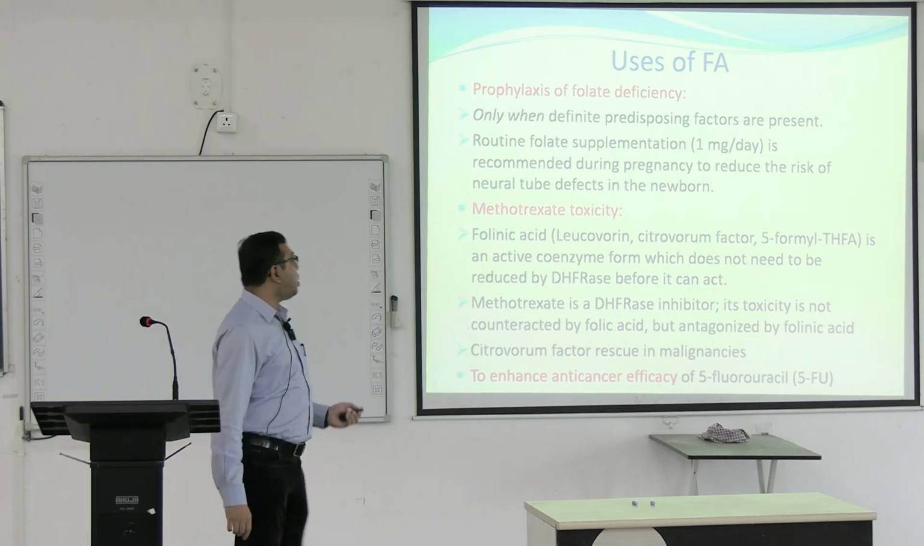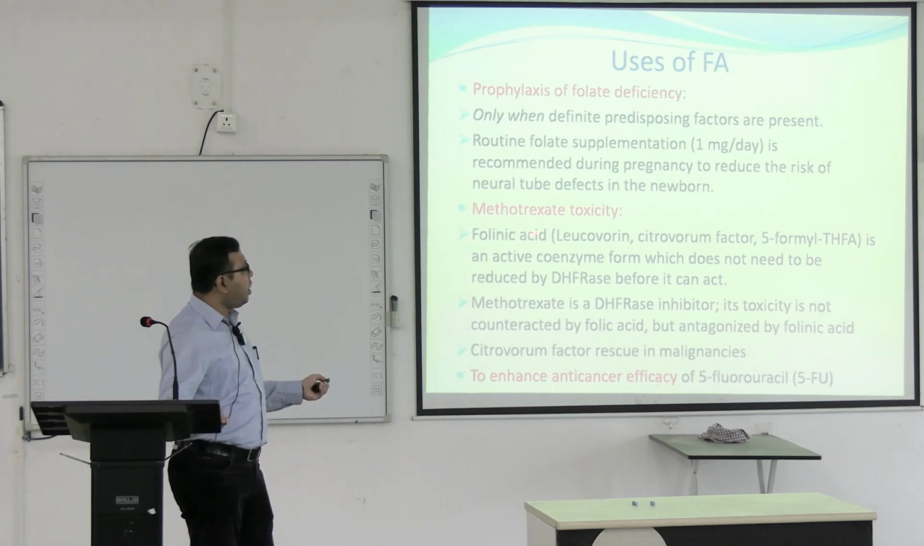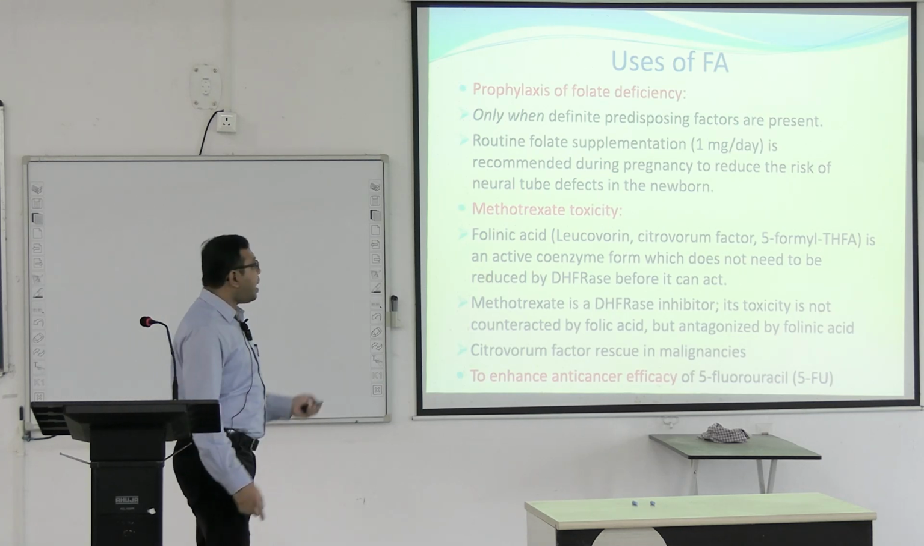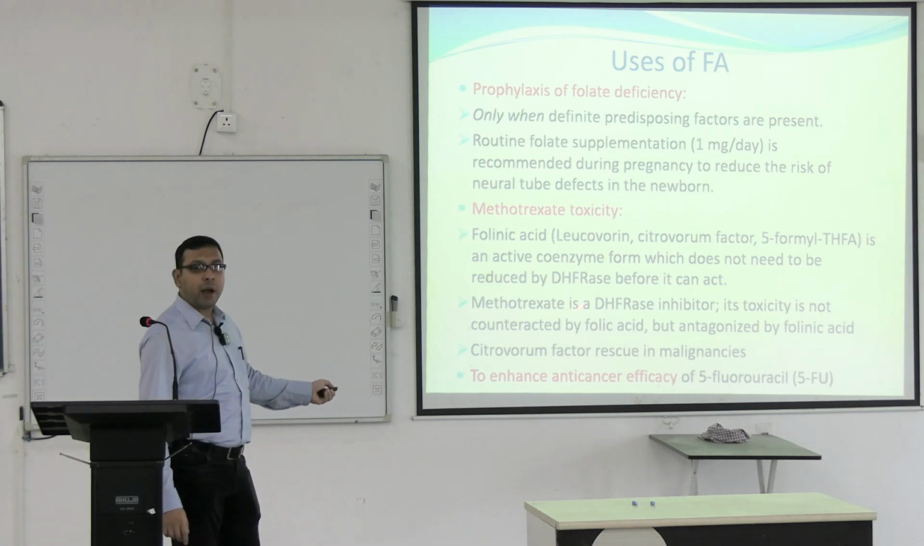How can this be done? This can be done by folinic acid. Folinic acid rescue, it is called. Folinic acid, also known as leucovorin or citrovorum factor or 5-formyl tetrahydrofolic acid, which is basically an active coenzyme form and which does not need to be reduced by dihydrofolate reductase before it can act.